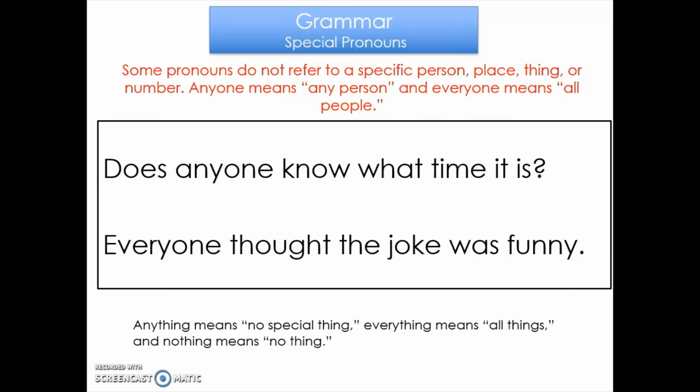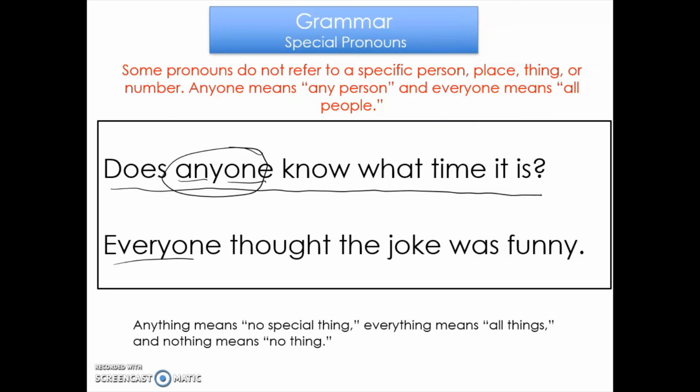Okay, so in this first sentence it says, "Does anyone know what time it is?" That word "anyone" is the indefinite pronoun. It means any person. So it is asking, does any person know what time it is? Rather than asking, does he know what time it is? Or does John know what time it is? That is directed to a certain person. So anyone is asking for any person to be able to answer the question.